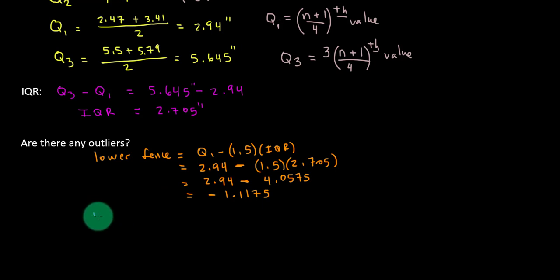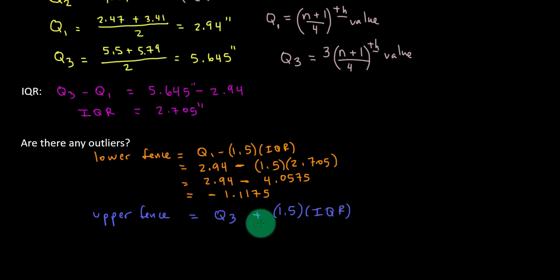This formula is very similar. But this time we have the third quartile plus 1.5 times the IQR. Therefore, this will be 5.645 plus that same amount from up here. So pardon me for using my previous work to save a moment of time. Our upper fence is then going to be 9.7025. Let's go look at our data set and ask ourselves, are there any values larger than 9.7025?